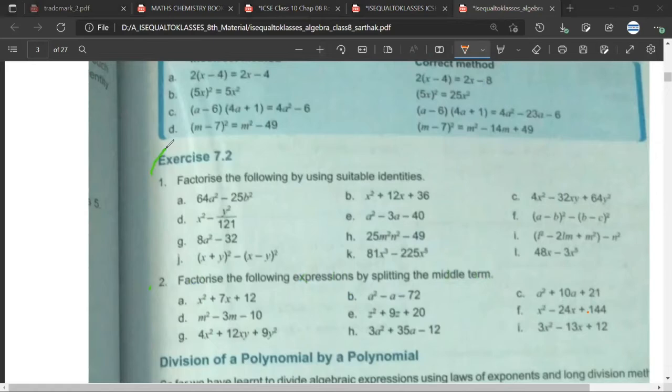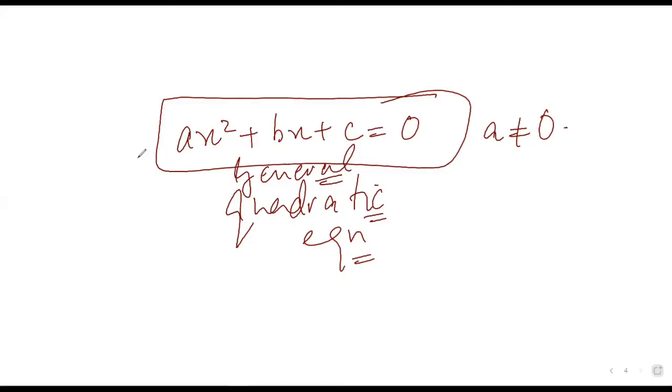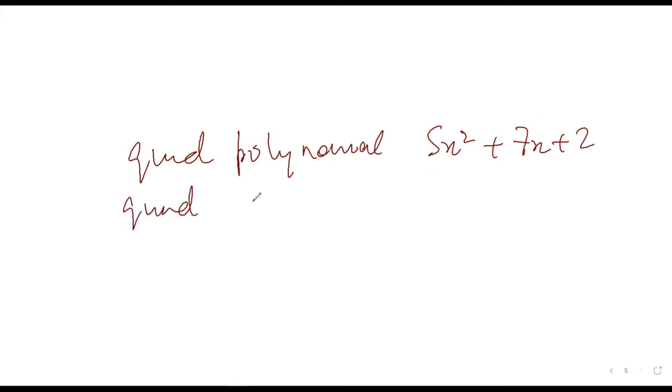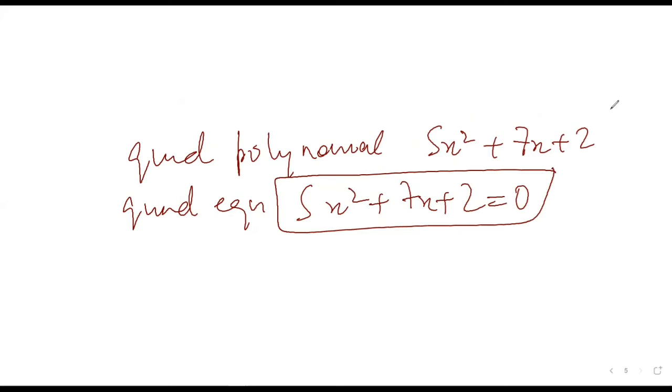No. So if I put this equal to 0, this will become a quadratic equation. This will become a quadratic equation. Mr. Sarthak, are we clear till here? Yes. So a quadratic polynomial would be something like 5x square plus 7x plus 2. And a quadratic equation would be something like 5x square plus 7x plus 2 is equal to 0. Mr. Sarthak, am I making sense?